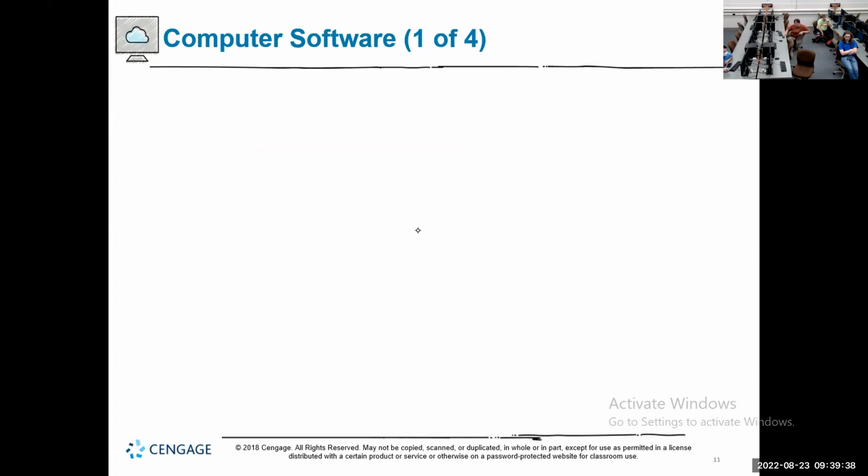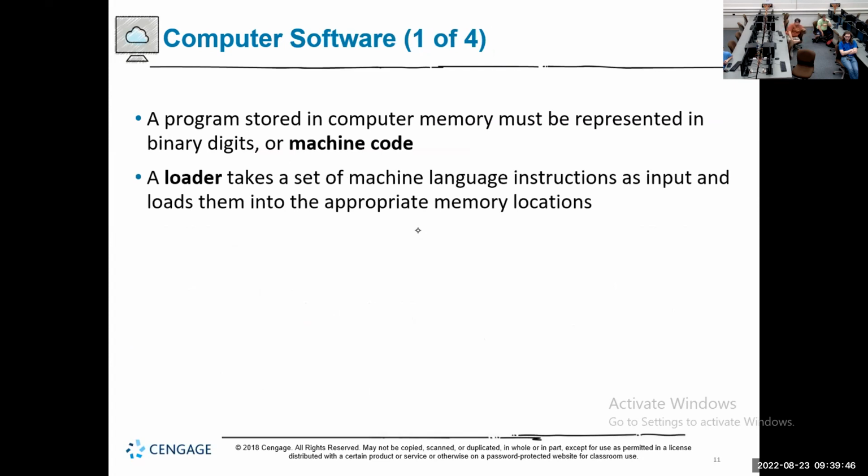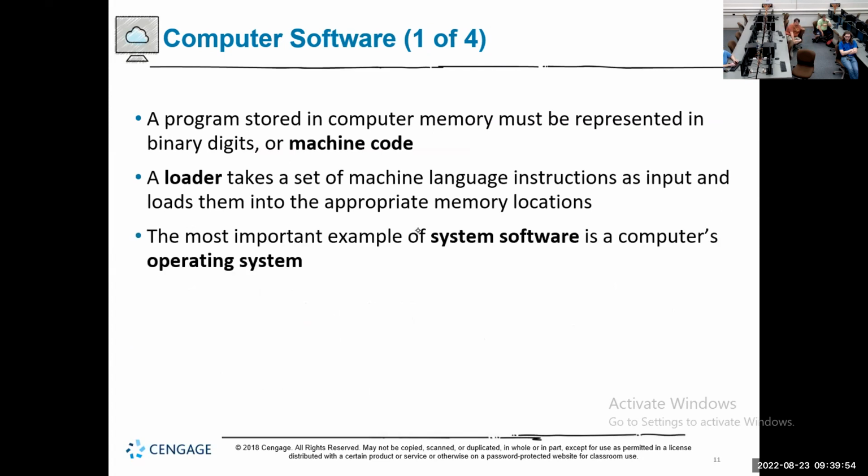And computer software. A program stored in the computer memory must be represented in binary or machine code here. You have the loader to take a set of machine language instructions as input and load them into the appropriate memory locations. And the most important example of system software is the computer operating system. So you almost cannot do anything without the operating system here. It can be Windows or Linux or Mac OS. The operating system is the one that controls everything about the hardware and interfaces with the user here.